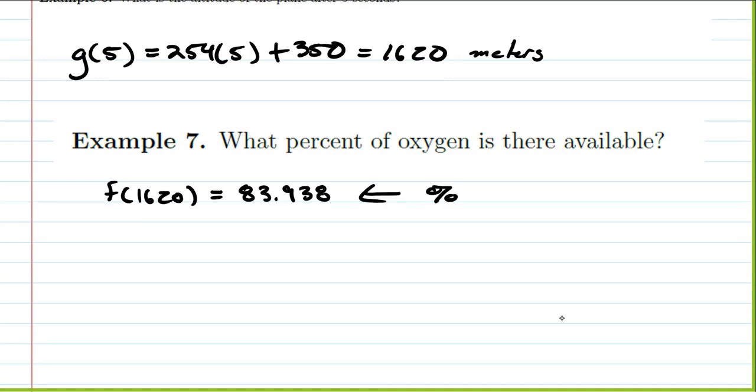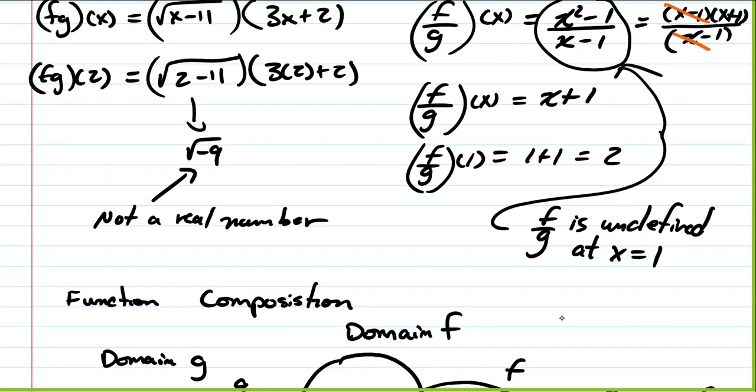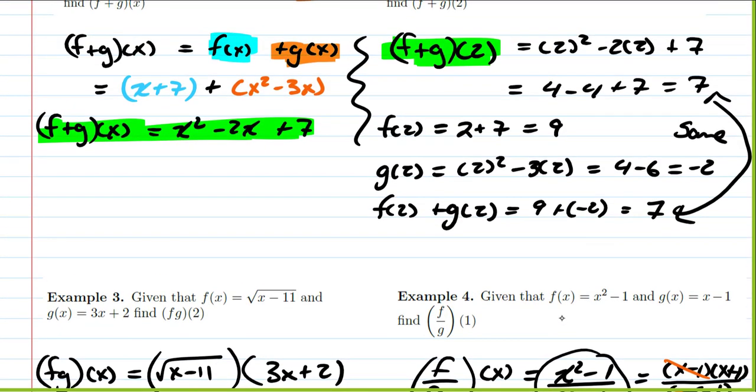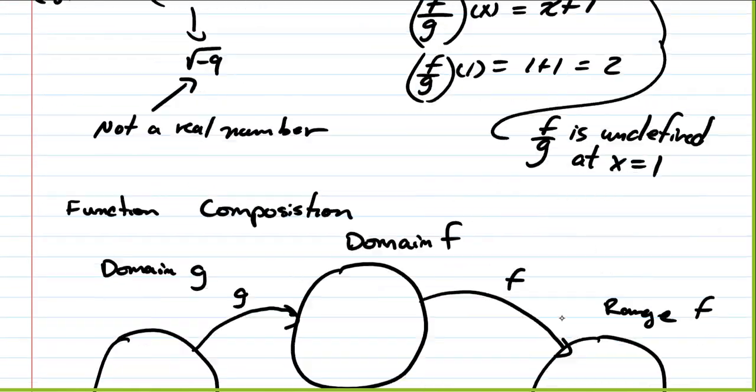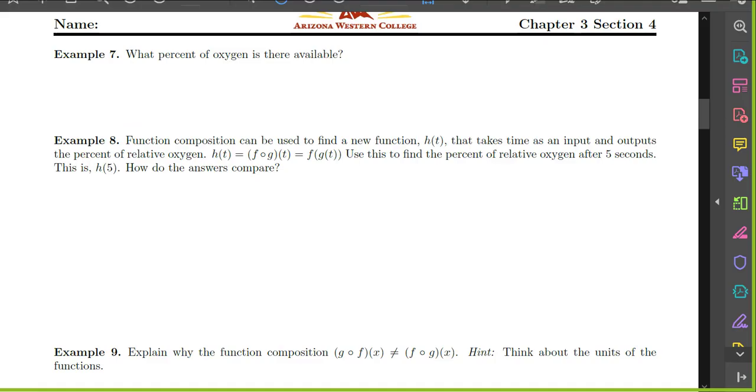And this, the output of f is percent oxygen. So that would tell us that there was 83.938% of the relative oxygen at a height of 1,620 meters. So the air is a little bit thinner at that height. So this is similar to the idea of what we were doing up here, where we calculated two things separately and then combined them afterwards. The idea of function composition is we want to skip that whole idea.